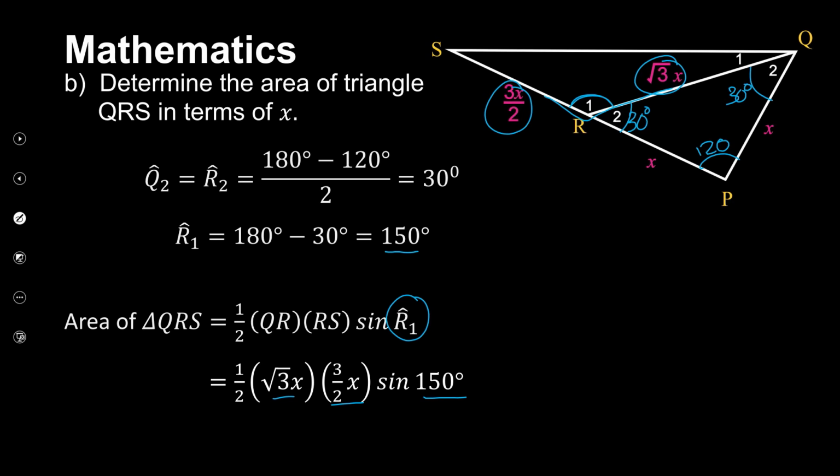Just clean up some of the algebra. And if we put it into our calculator, we're going to end up with 0.6495 x squared. So roughly, our area for our triangle QRS is going to be 0.65 x squared.